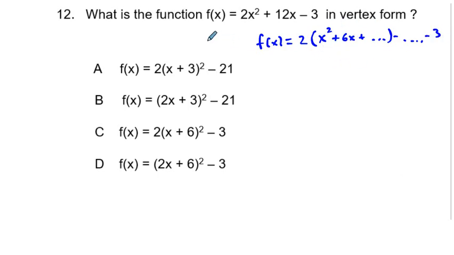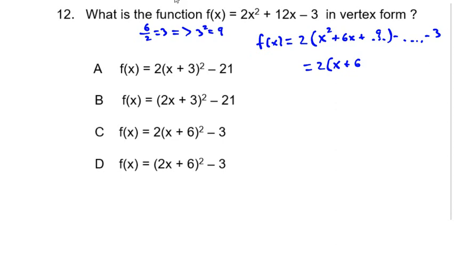And then we can do our half-square. Well, we have 6 divided by 2 is equal to 3, and we take the 3 squared. That's going to be equal to 9. So what we're going to get is 2 times quantity x squared plus 6x, and I'll put the 9 here.